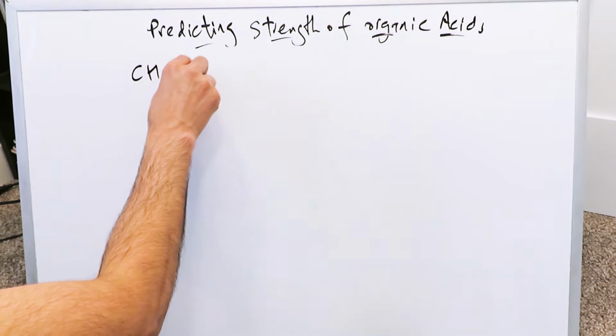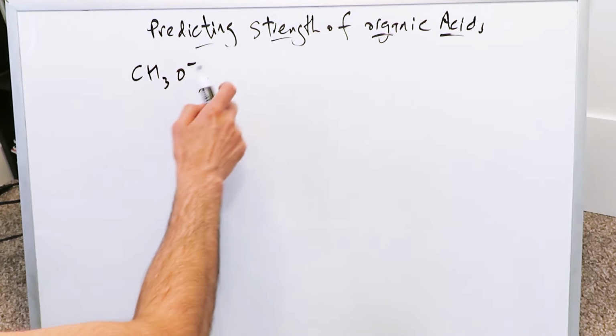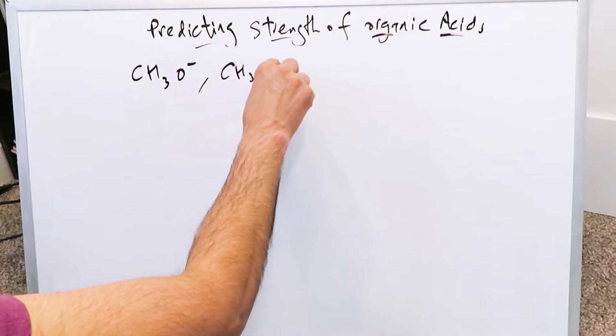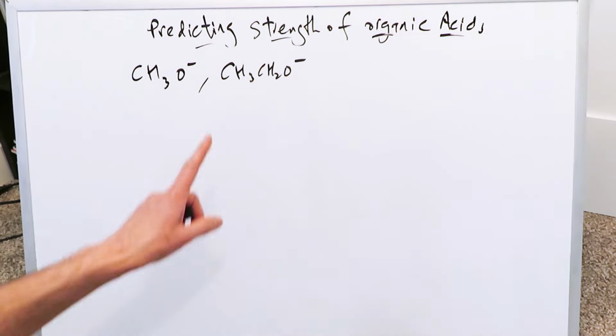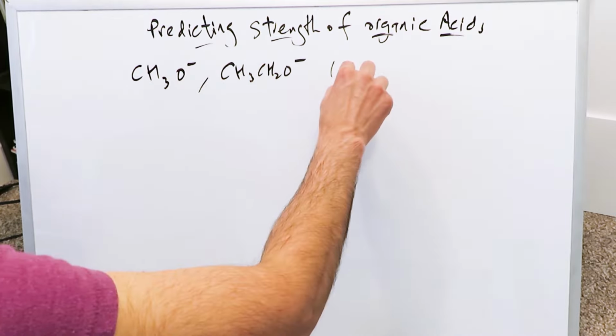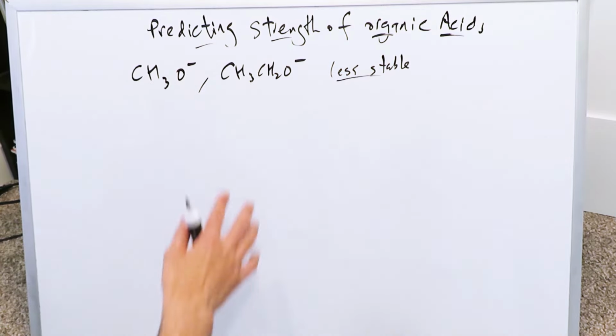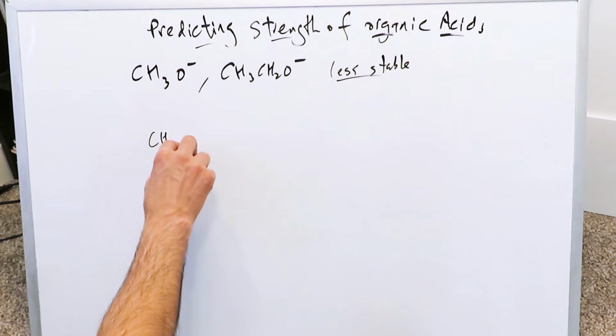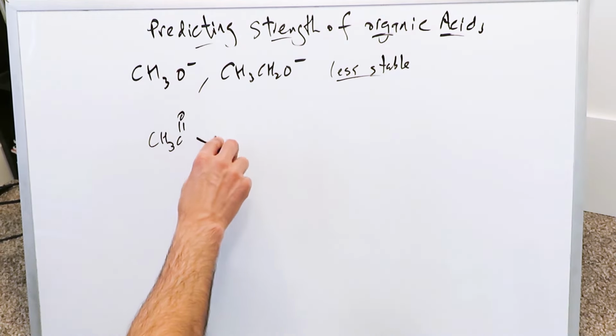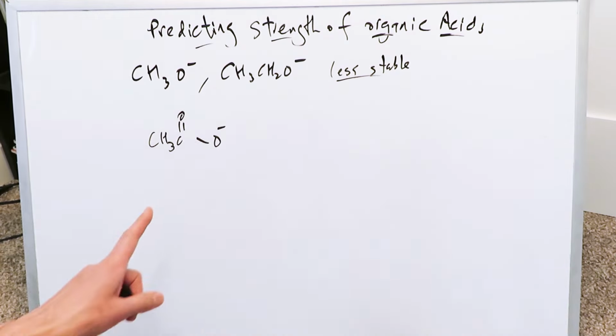I told you this CH3O minus coming from the methanol and the CH3CH2O minus coming from the ethanol, they don't have resonance, so these are less stable and therefore they're not coming from compounds which are acidic. Our remainder of the video will pertain to these compounds right here which have resonance. Let's look at acetate.